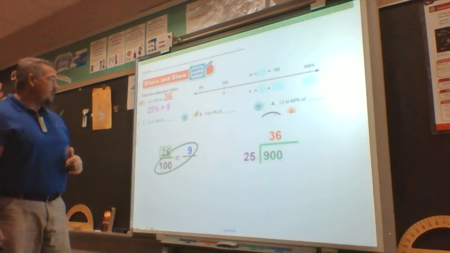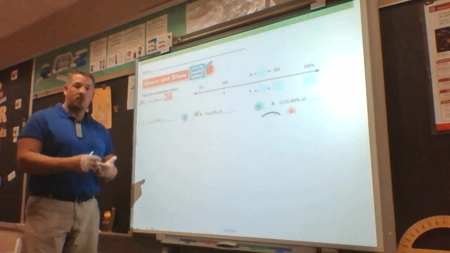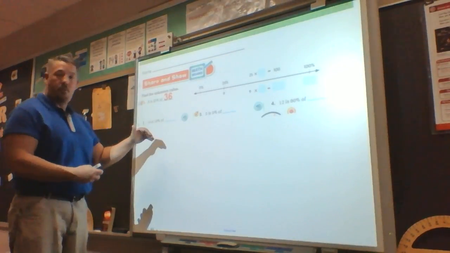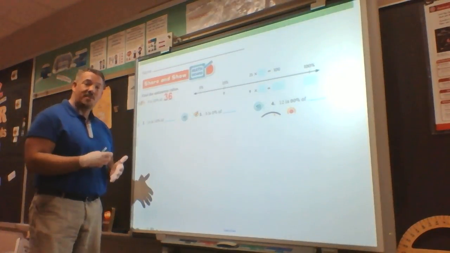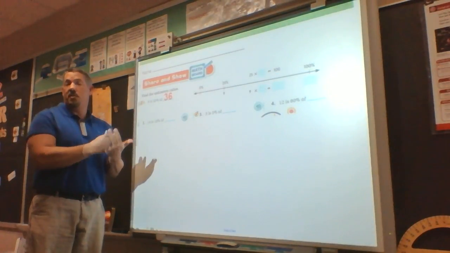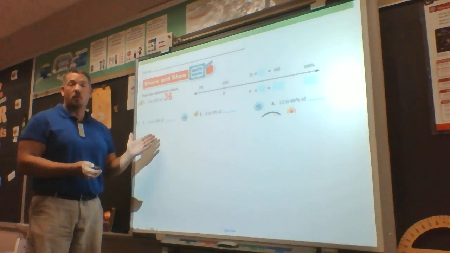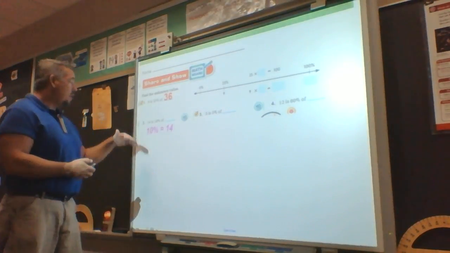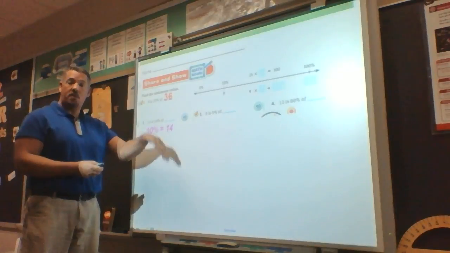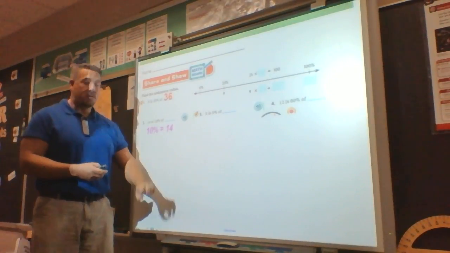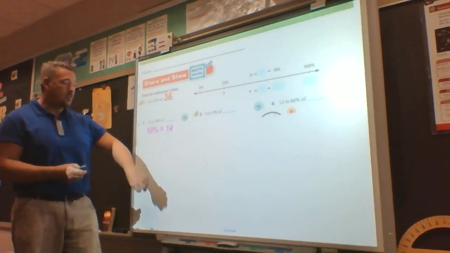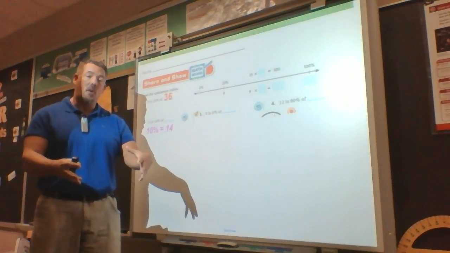Let's look at number 2 then. Number 2 says 14 is 10% of what number? So I'm going to look at how to set it up first. Once again, I'm going to put my percent first, which is backwards compared to the math problem. So I'm going to put 10% is 14, and then I can set it up. In my fraction, once again, on the left will be percents. On the right will be the numbers that I'm working with.